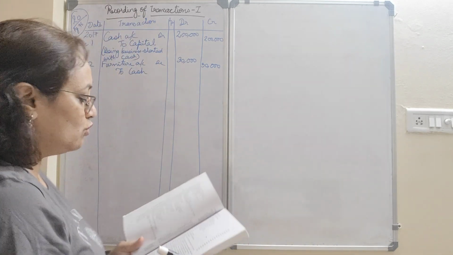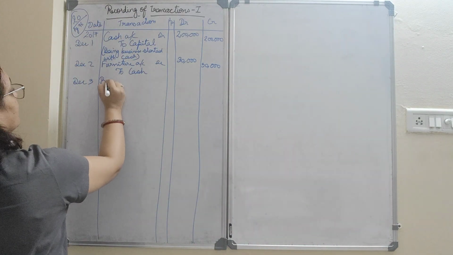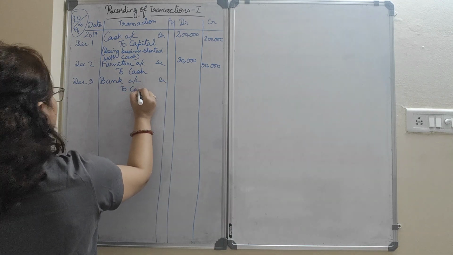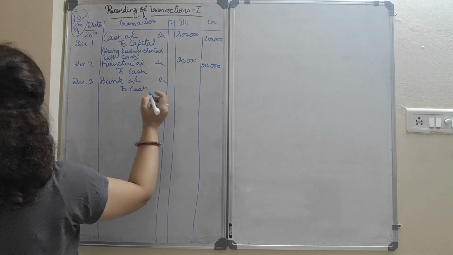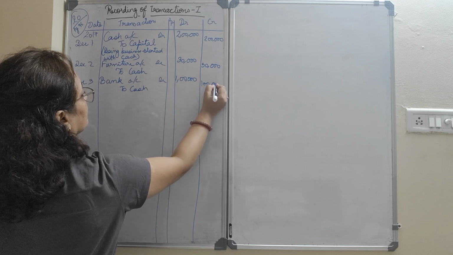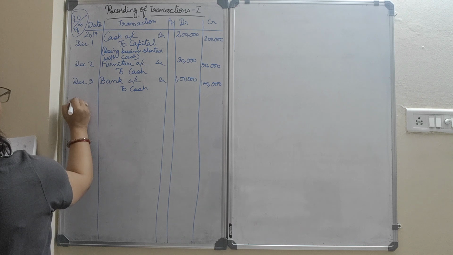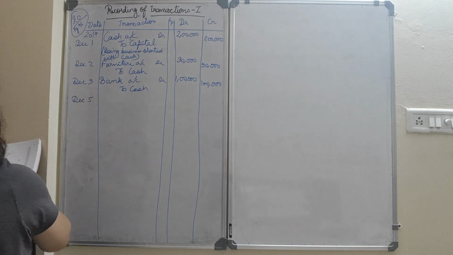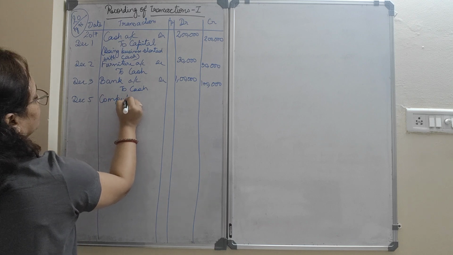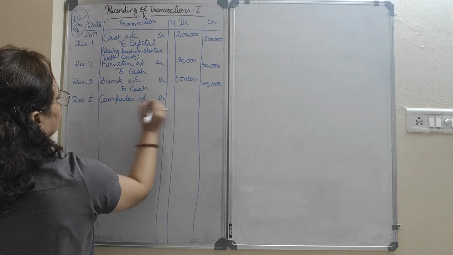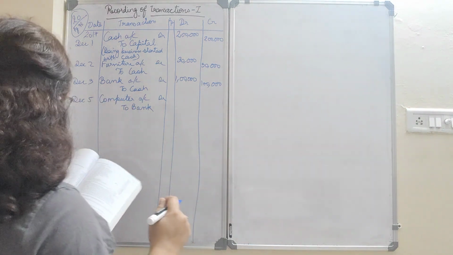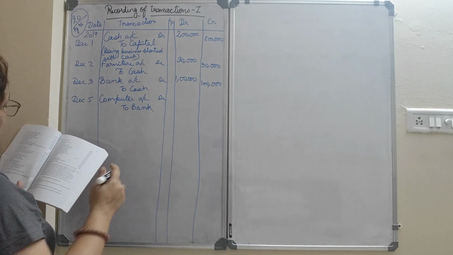Now third, paid into bank to open a current account. So it is a contra entry. Bank account debit to cash. So it is 1 lakh. After this we come to December 5. It is purchased a computer and paid by check. So we will write computer account debit to bank. Why? Because it is paid by check. So how much is the amount? 2,50,000.